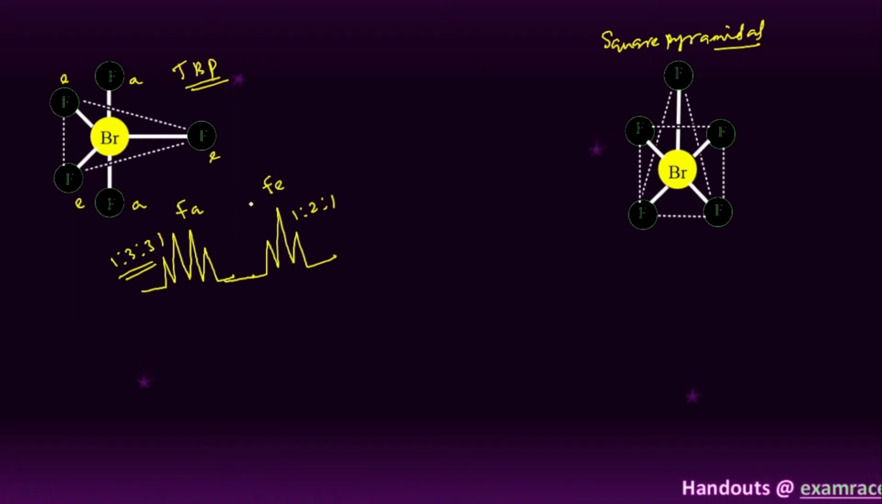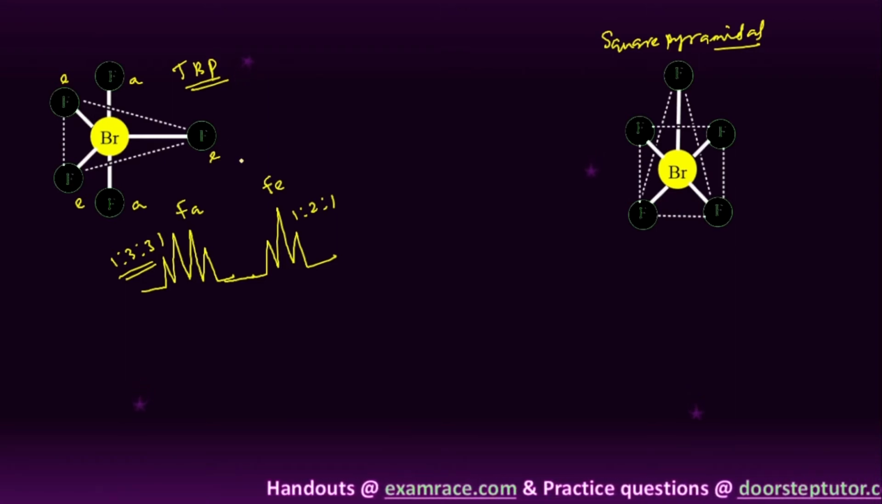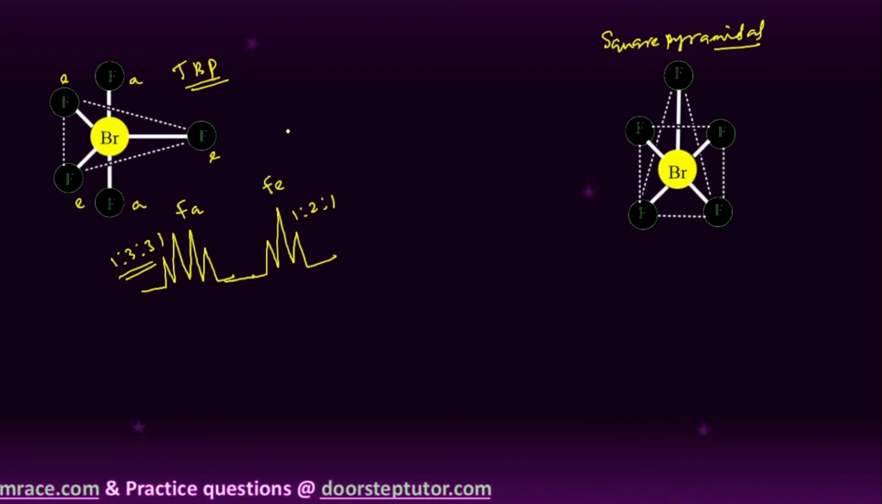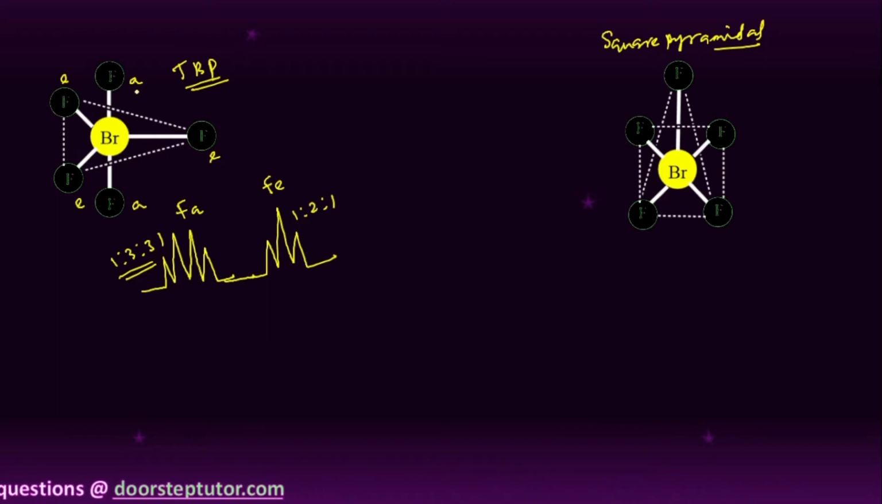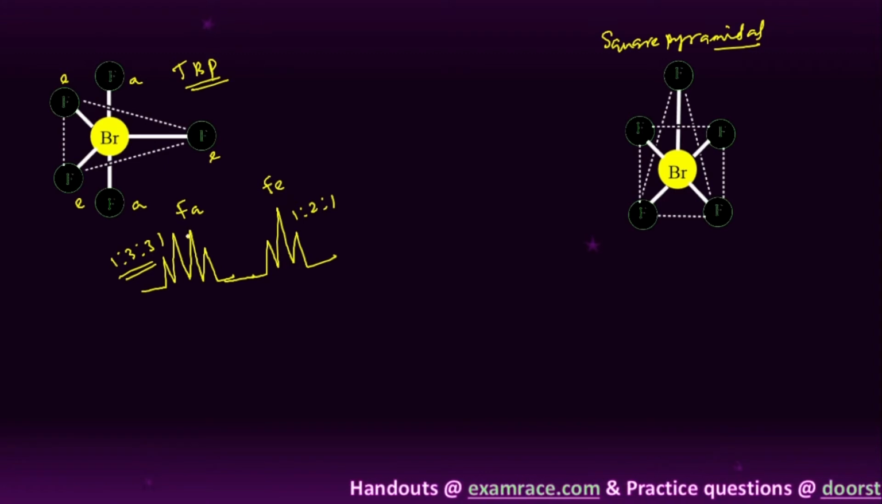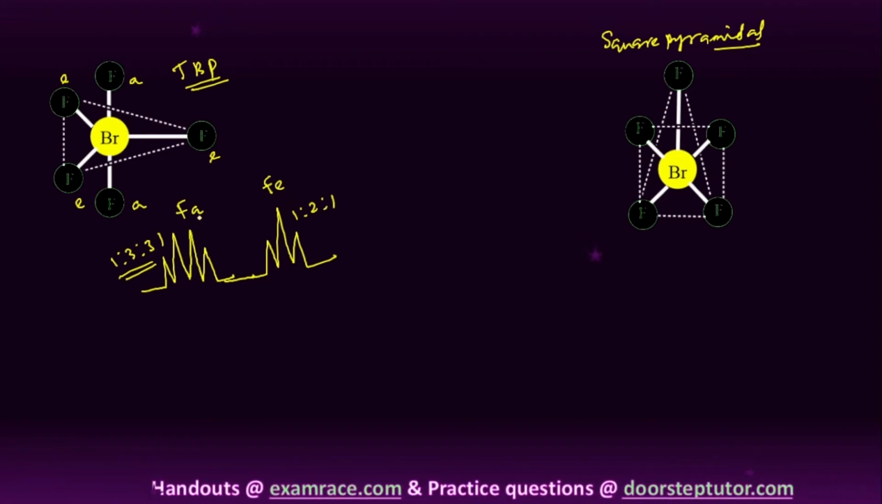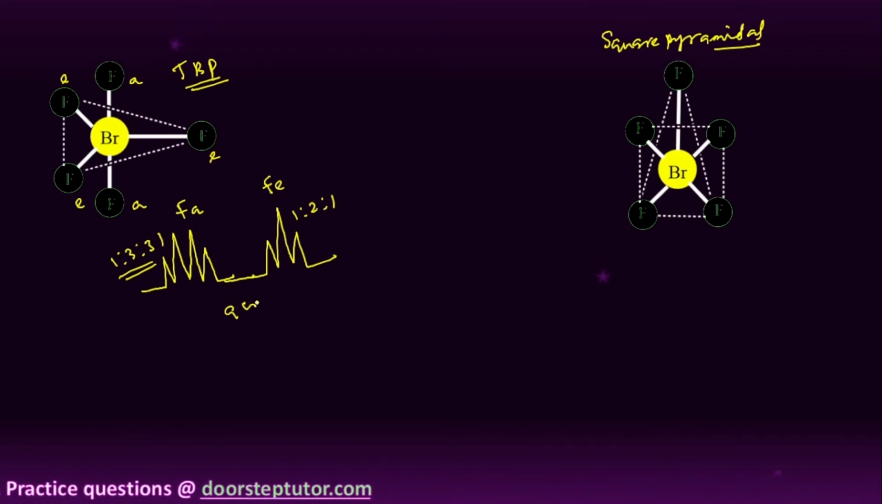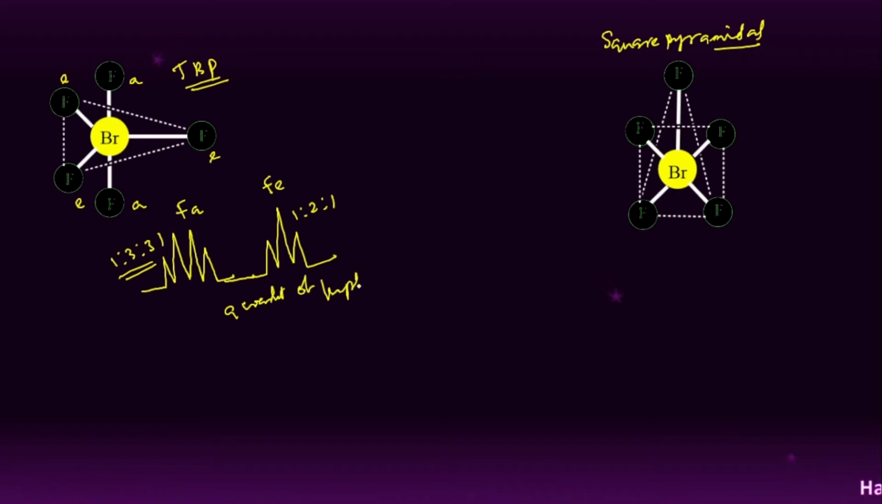Okay, so for the trigonal bipyramidal structure, student, two signals are possible, and the intensity of the signals is in a 2:3 ratio. That means axial fluorine atoms and equatorial fluorine atoms. The axial fluorine atoms are coupled with the equatorial, and the equatorial fluorine atoms are coupled with the axial fluorine atoms. So then it gives a quartet of triplets, student, right?